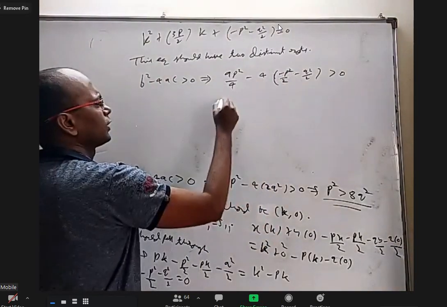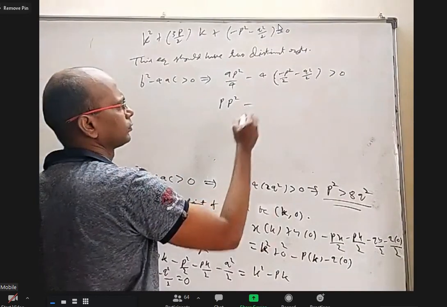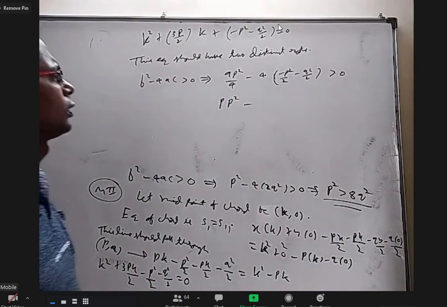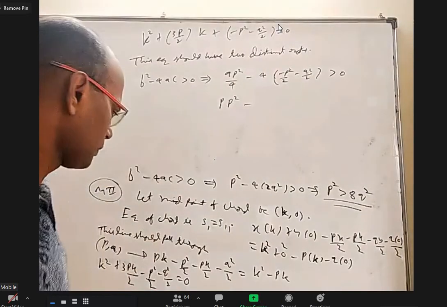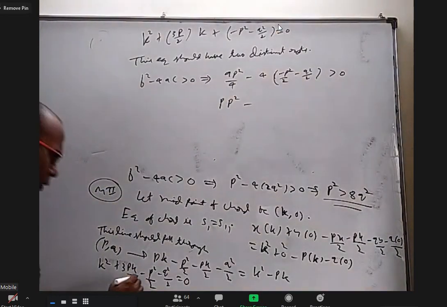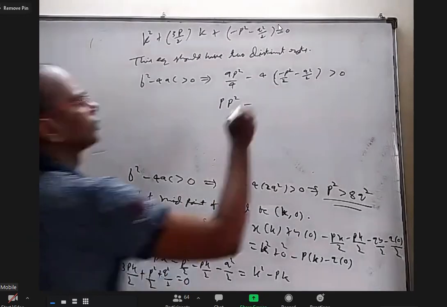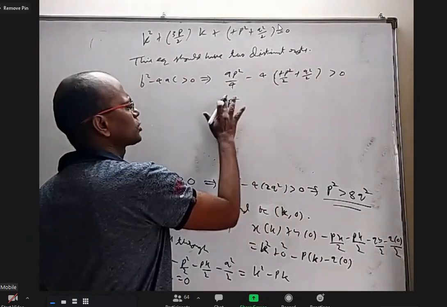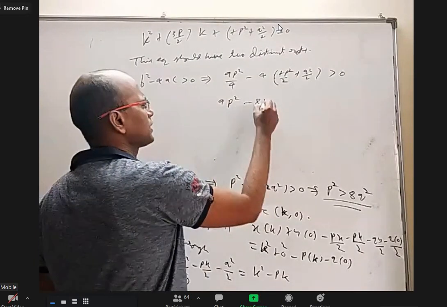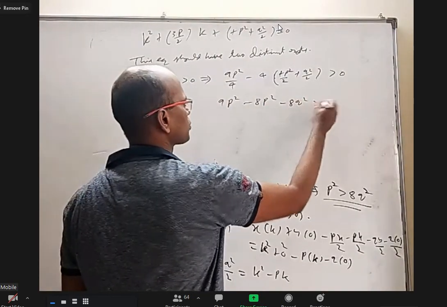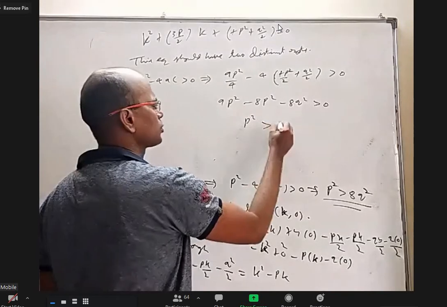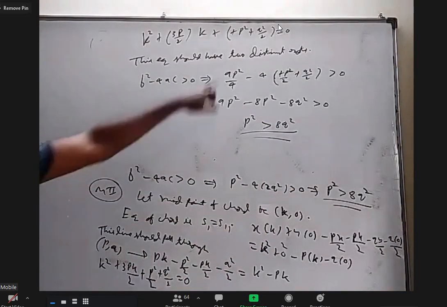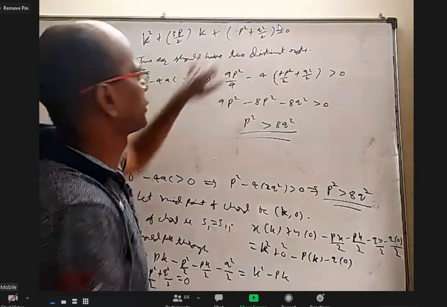When I send this 4 here, I'll get 9p square. And it's becoming plus, right? It's becoming plus. This is all plus only. Okay, this is plus. So 9p square minus 8p square minus 8p square, p square should be greater than 8q square. Okay. This is correct, a plus here, and also plus, and by 2.